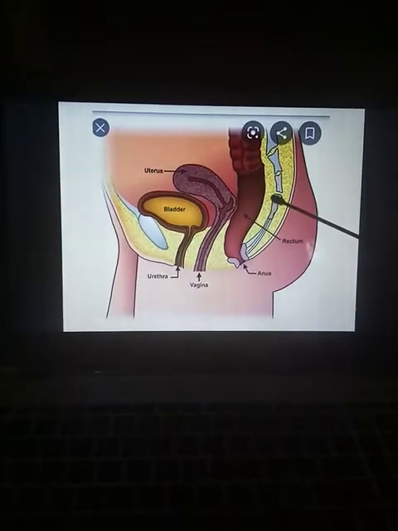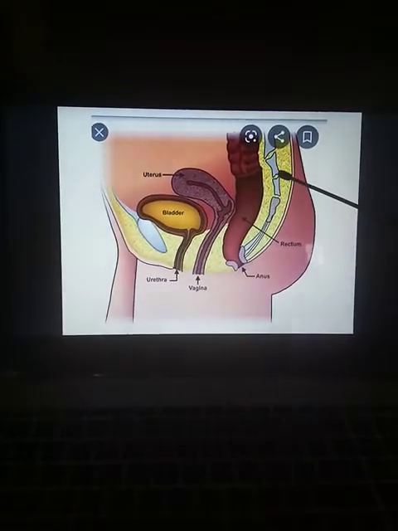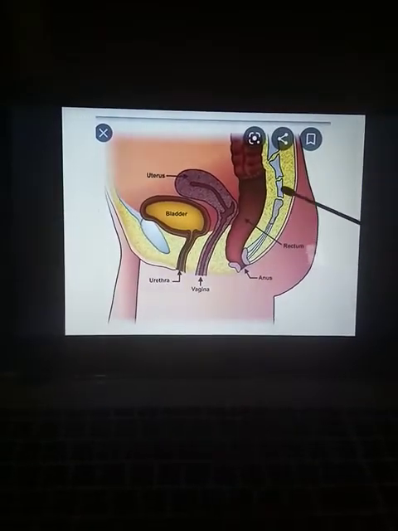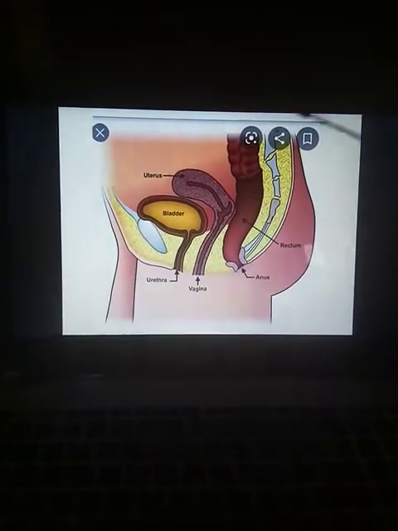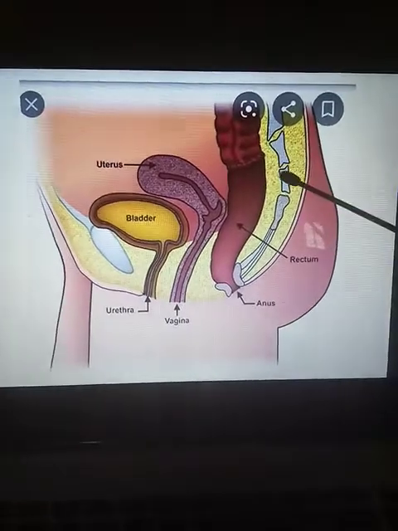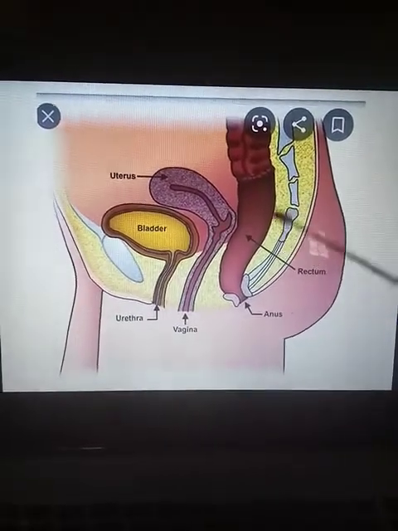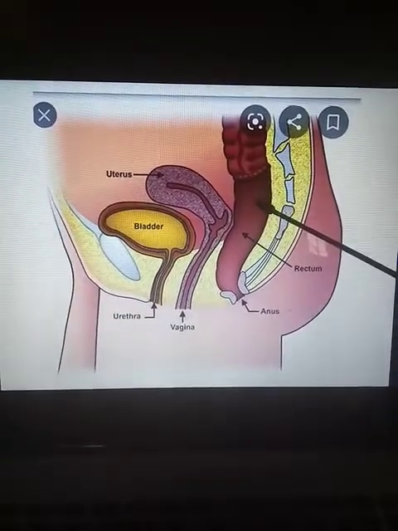Posteriorly, it has the lower three sacral vertebrae. These are the lower three sacral vertebrae, and this is your rectum.